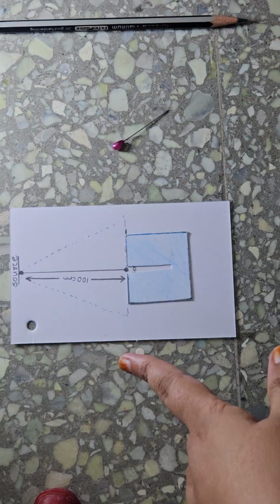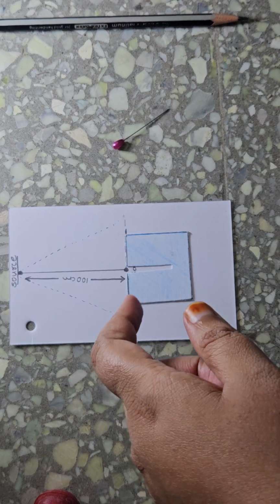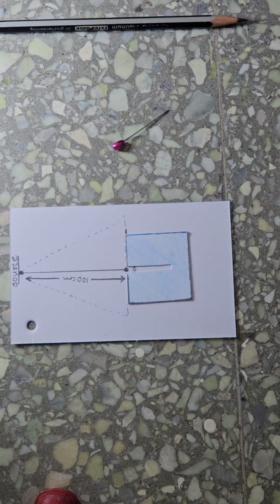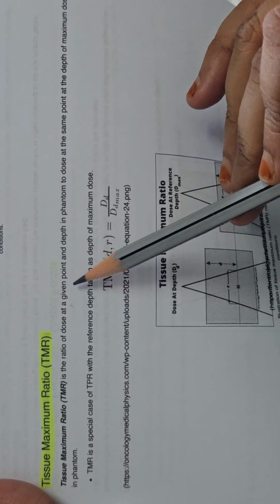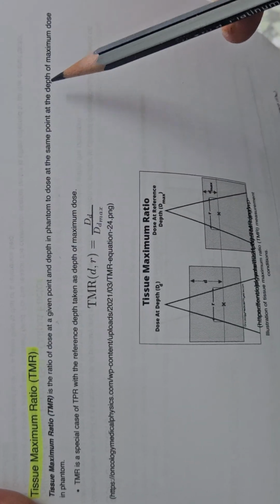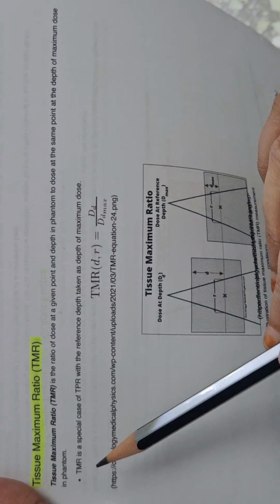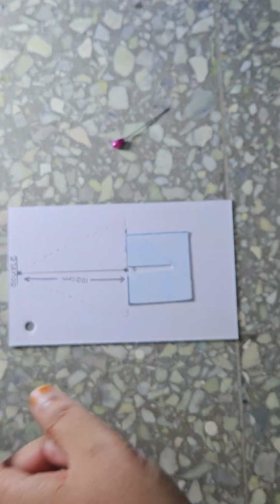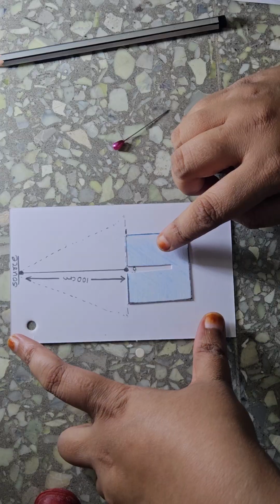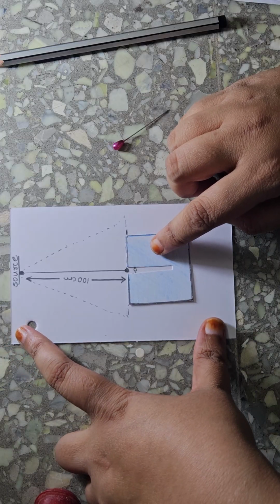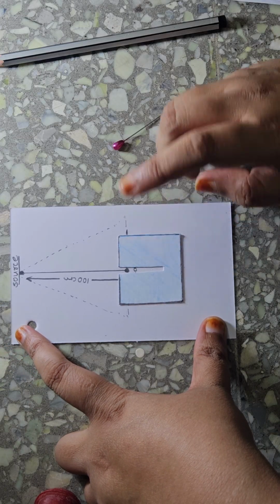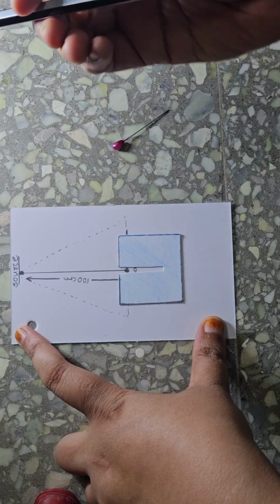Now coming to TMR. TMR is tissue maximum ratio. Tissue maximum ratio is the ratio at a given point and depth in the phantom to the dose at the same point at the depth of the maximum dose in the phantom. Now this is in SAD technique. Now let's see what happens here. So now if I move the phantom like this, now it becomes SAD technique, right?